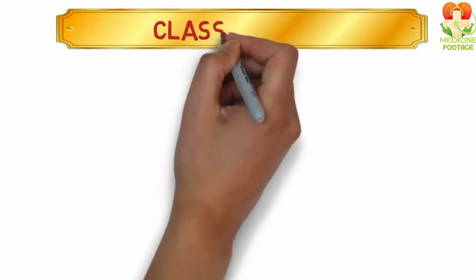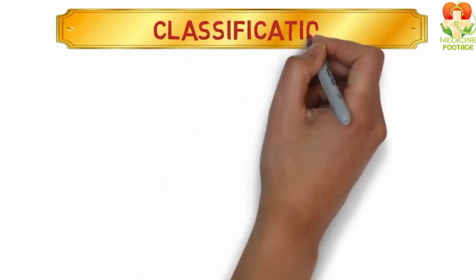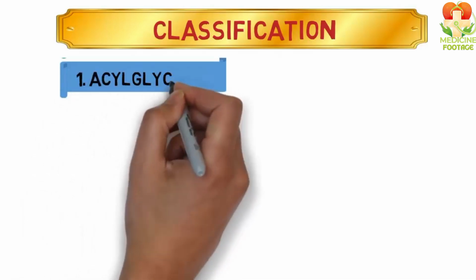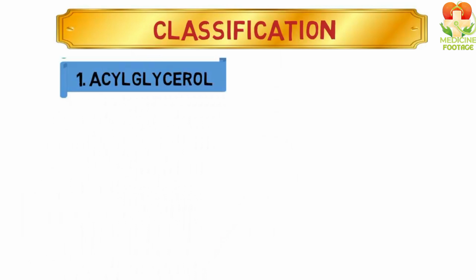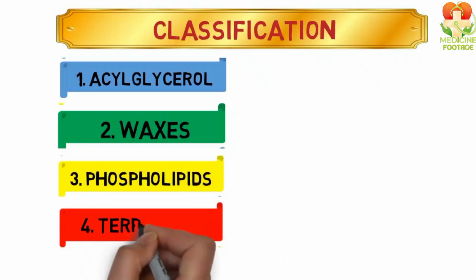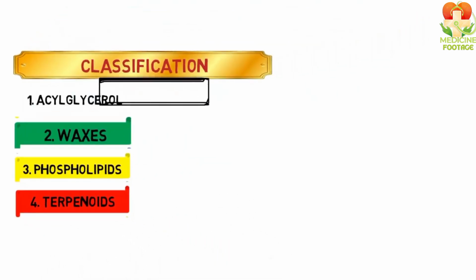Now, we will study the classification of lipids. Lipids are classified into 4 categories. 1. Acylglycerol. 2. Waxes. 3. Phospholipids. 4. Terpenoids. We will discuss each classification one by one.